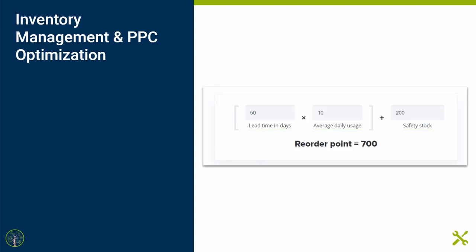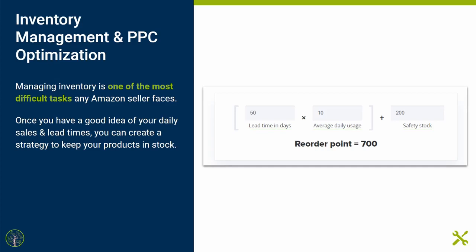And on to inventory management and PPC optimization. First, managing inventory. Probably one of the most difficult tasks for any Amazon seller. Once you have a really good idea of your actual daily sales and what your lead time is, you can work this out relatively easily.